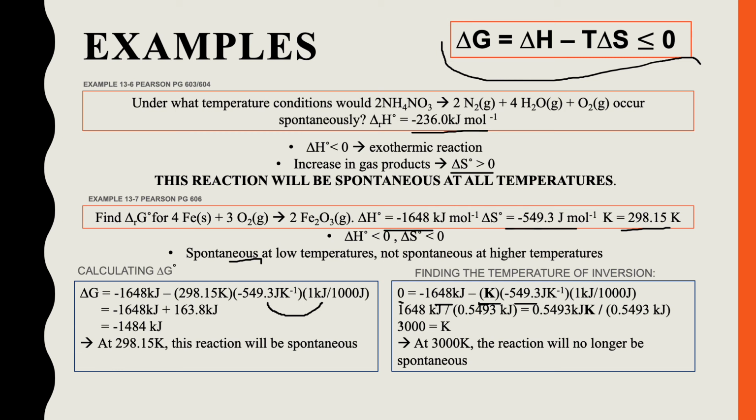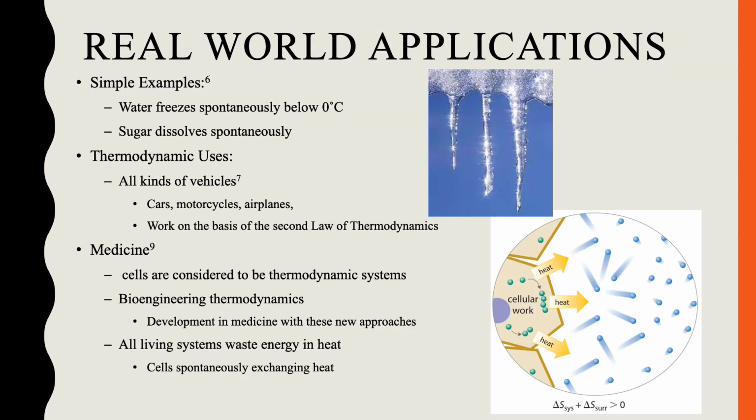And so with that, we get a final value of 3,000 for K, and so we know that at 3,000 degrees Kelvin, this reaction will no longer be spontaneous, and at any temperature above this, it will become a non-spontaneous process. Some real-world applications for thermodynamics.